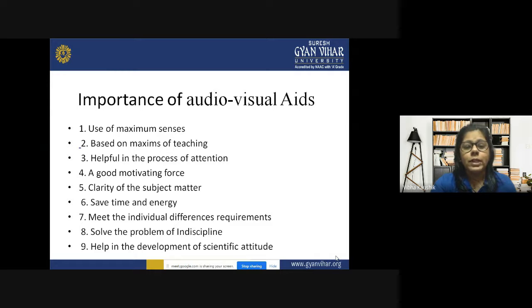of audiovisual aids. A good motivating force: audiovisual aids are a good motivating force. Clarity of the subject matter: it is easy to clarify the subject matter with the use of audiovisual aids. They save time and energy of the teacher, meet the individual differences requirements of the learner, solve the problem of indiscipline in the class, and help in the development of scientific attitude among the learners.